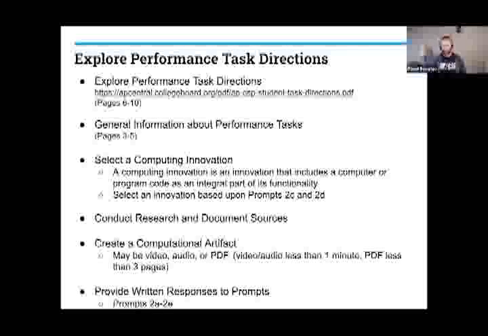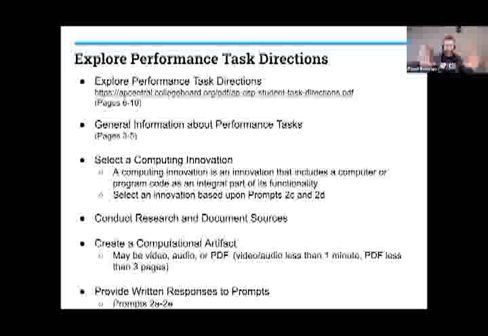So I like to say you want to select an innovation based upon prompts 2C and 2D. We'll talk about those in a little more detail. 2C talks about impacts and effects. How does this thing affect society, right? So when you're choosing an innovation, you want to make sure you can fathom some sort of effects it is going to have. And then 2D talks about data and how the device uses data. What kind of information does it take in? What does it do with that information? And then what does that do to the user, and how does that affect it?